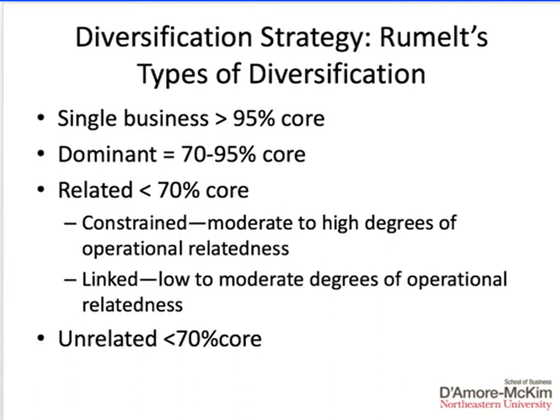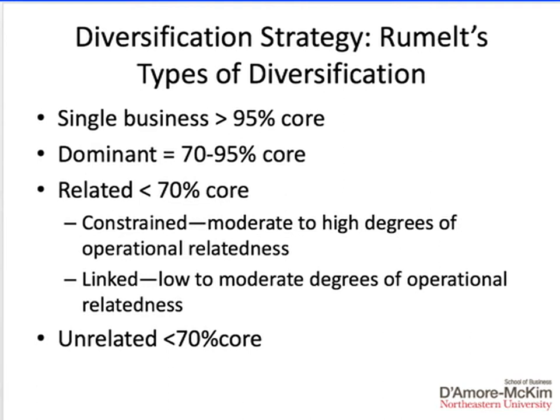Here he focuses on the percentage of revenue from a core business or a core industry. A single business firm represents a firm where 95% or more of the firm's revenue comes from a single industry, its core. A dominant firm represents a firm where 70 to 95% of revenue comes from its core, but it operates in multiple industries, but really there's still one major or dominant industry. It's only when we get to the point where less than 70% of revenues come from one industry that we are talking about diversified firms.